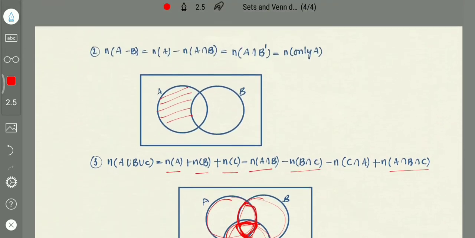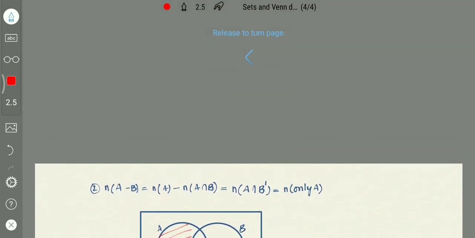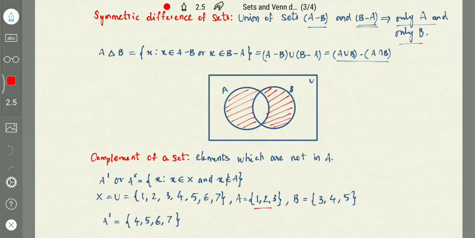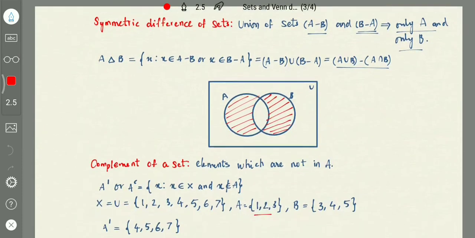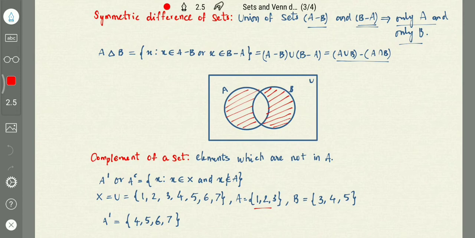These formulas are enough for solving the sets and Venn diagrams. In the next part of this video, let us solve some problems.